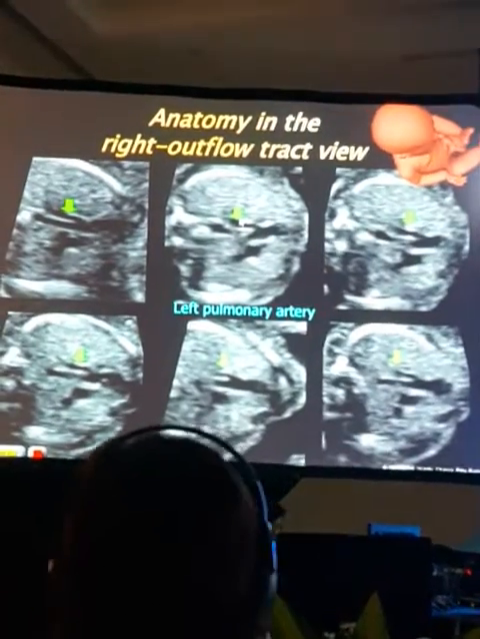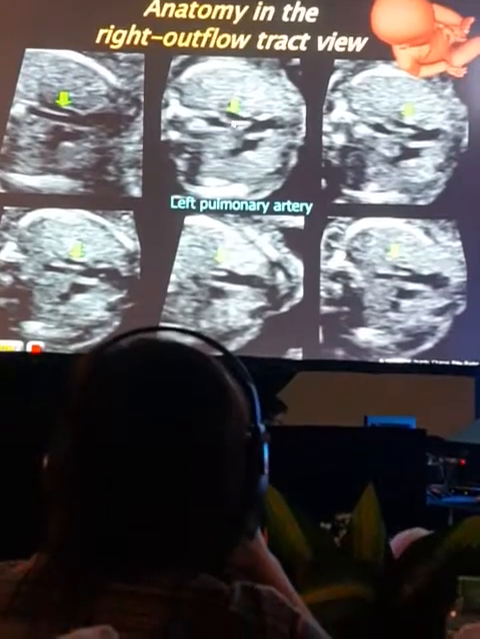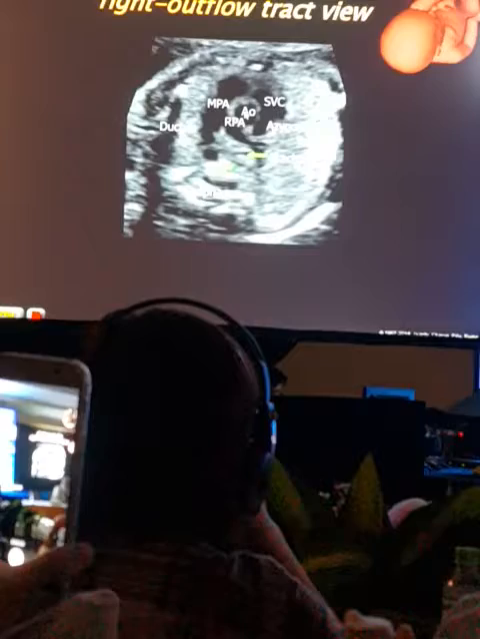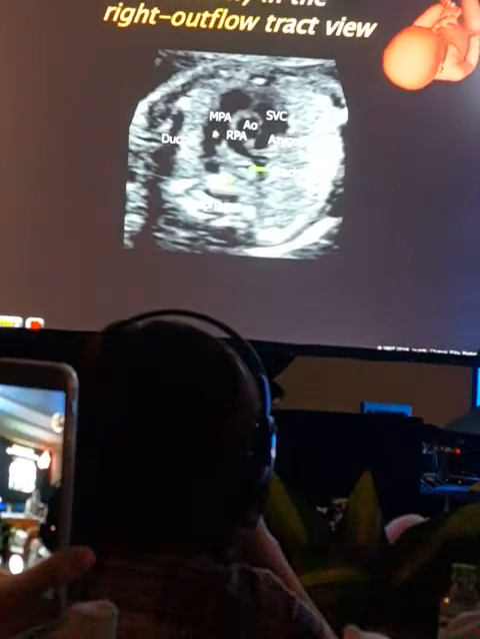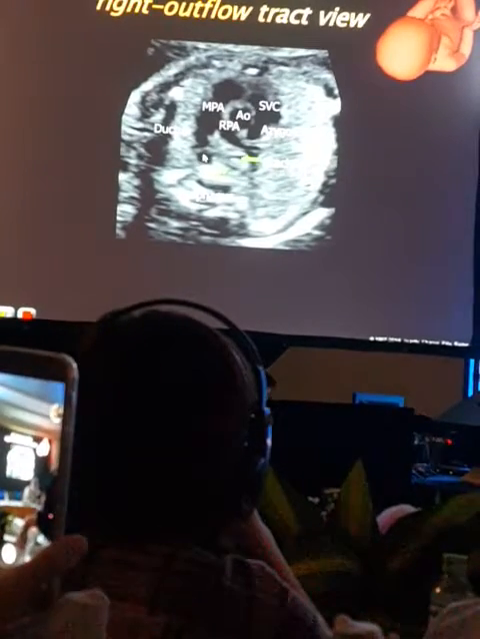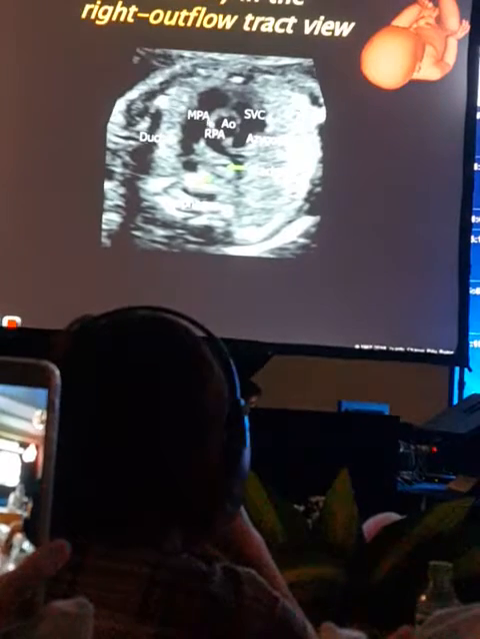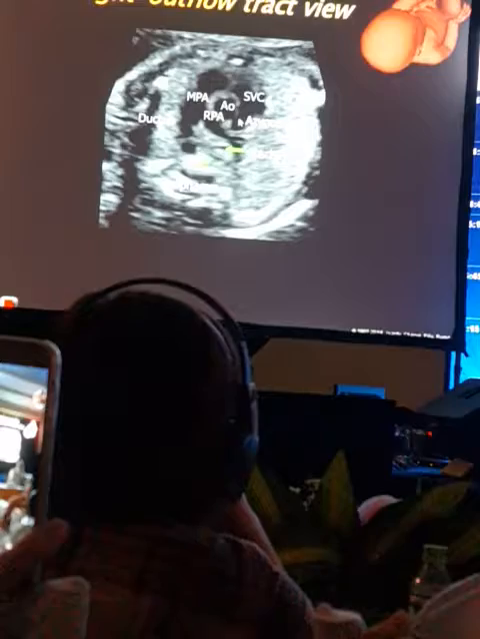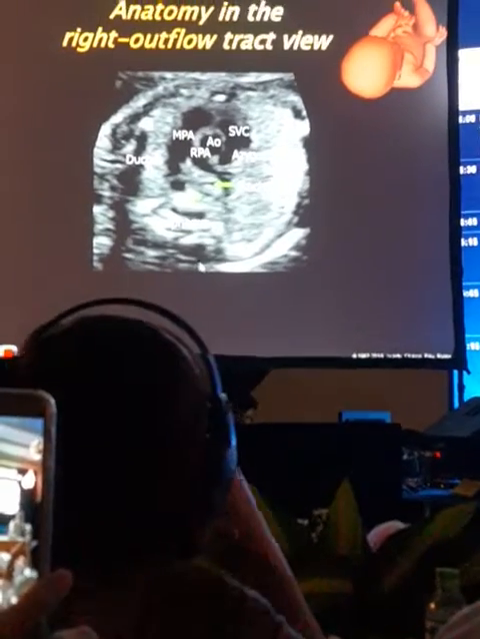You can see the left outflow tract, you can see the left pulmonary artery, and here you can see the aorta surrounded by the main pulmonary going to the ductus, to the descending aorta. The ascending aorta is over here. This is the right pulmonary, superior cava, and azygos arch behind it.